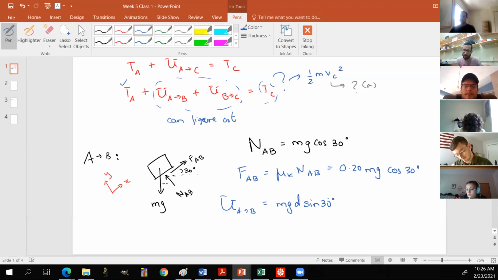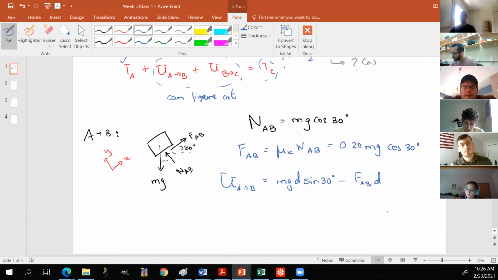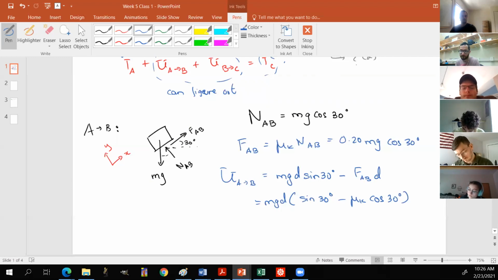And it's the component of the weight in that direction, right? So it's sine theta like that, minus F_AB times little d. And here, remember what little d is, right? d is just the position from A to B, the displacement that happens like that. So what you end up with is mgd times sine of 30 minus mu_k times cosine 30. And we know everything in this expression.